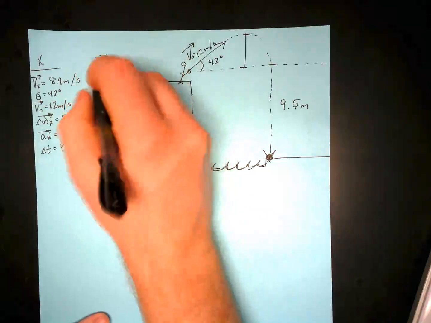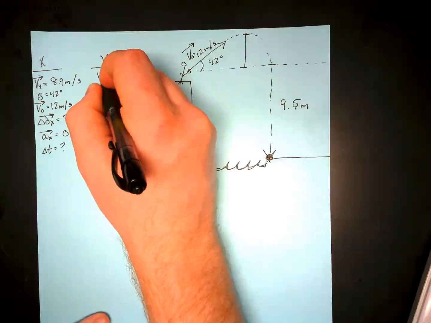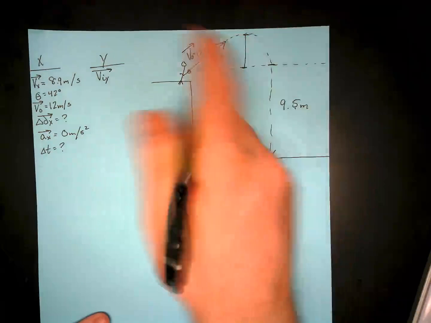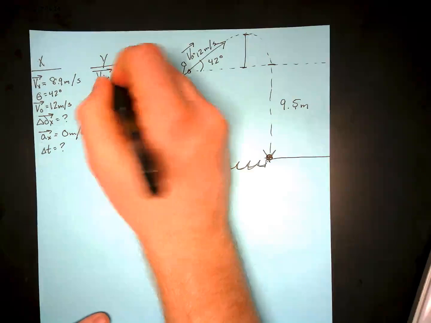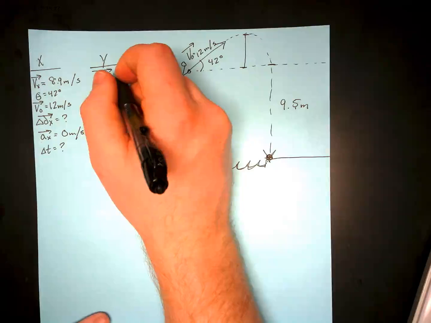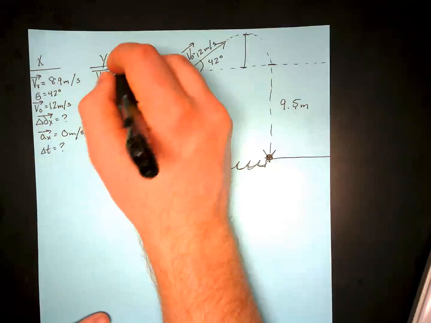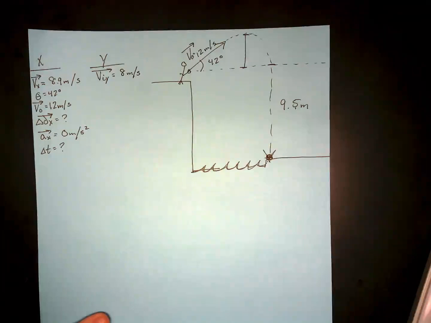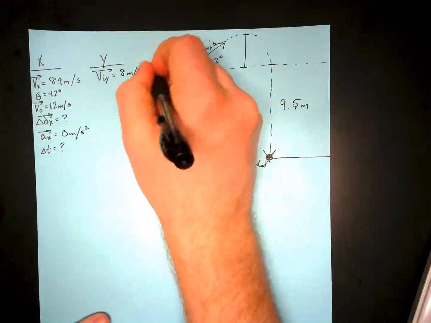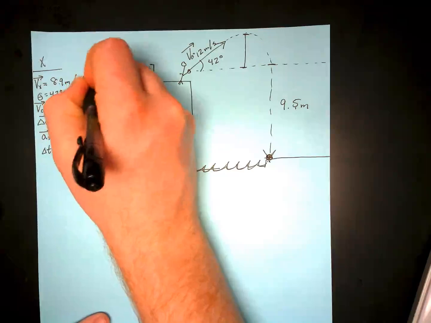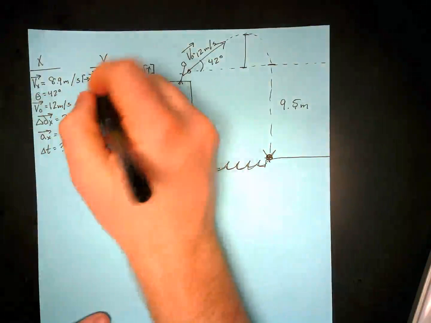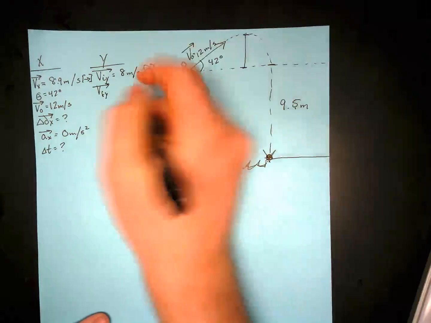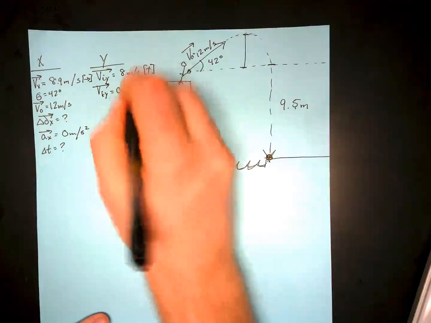Okay, so what do we have for the y? We have our initial y velocity up to the point in which it reaches its maximum height, which is going to be 8 meters per second. Okay. This is in the upward direction. What else do we have? Well, we know that at the point at which it reaches its maximum height, it's going to be 0 meters per second for the final y velocity.